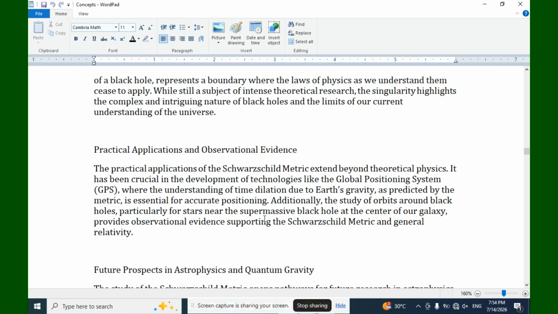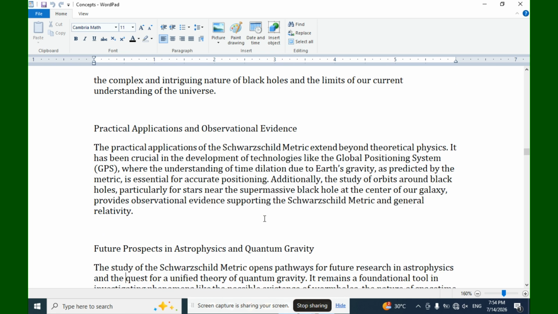Practical implications and observational evidence. The practical applications of the Schwarzschild metric extend beyond theoretical physics. It has been crucial in the development of technologies like global positioning systems (GPS), where the understanding of time dilation due to the Earth's gravity as predicted by the metric is essential for accurate positioning. Additionally, the study of orbits around black holes, particularly for stars near the supermassive black hole at the center of our galaxy, provides observational evidence supporting the Schwarzschild metric and general relativity.